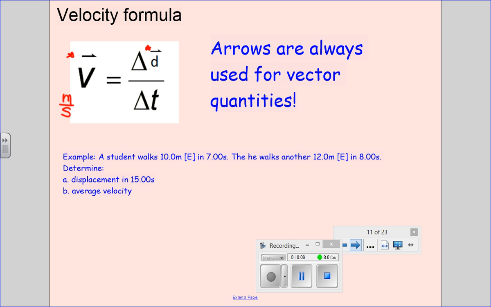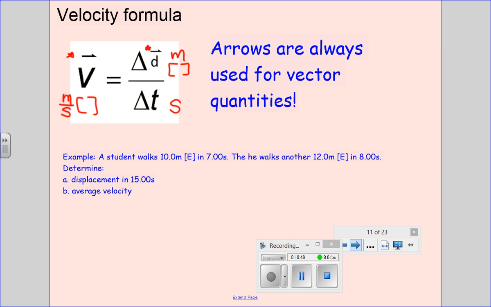Velocity should be measured typically in meters per second with a direction. So I put those square brackets there to remind you have to put a direction. Displacement should be measured in meters with a direction, and time is typically measured in seconds without a direction because time is not a vector. And so the way we know the difference is whether or not there is an arrow. Vector quantities always have the arrow.